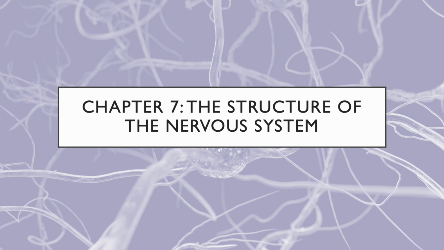Hey guys, today we're going to be discussing chapter 7 from the textbook, The Structure of the Nervous System. This is a really exciting chapter where we get to talk about the development of the nervous system from conception through gestation and on to adulthood.